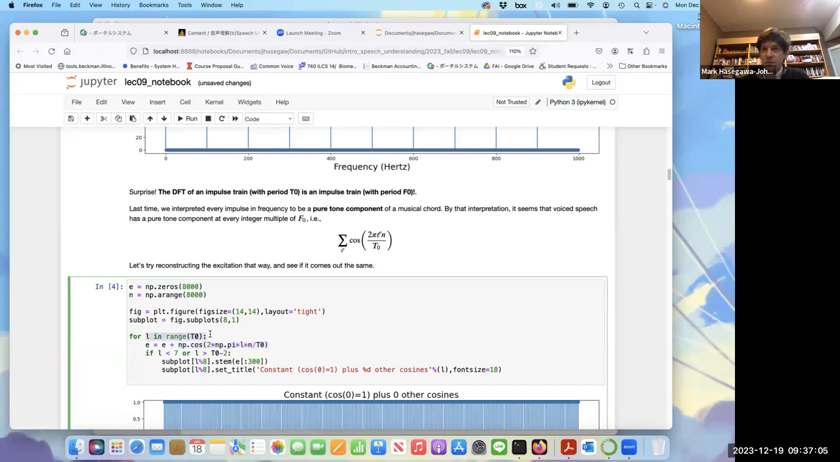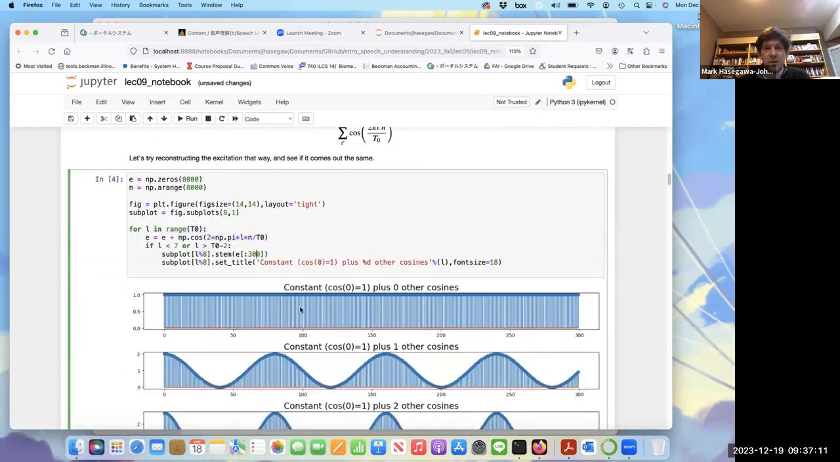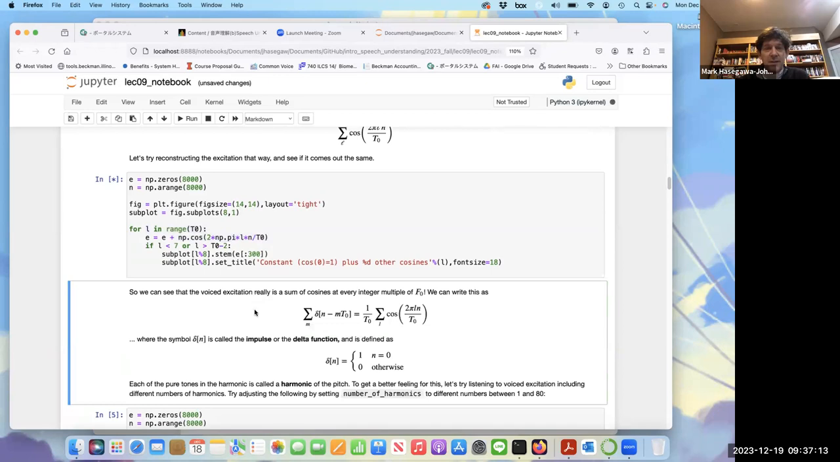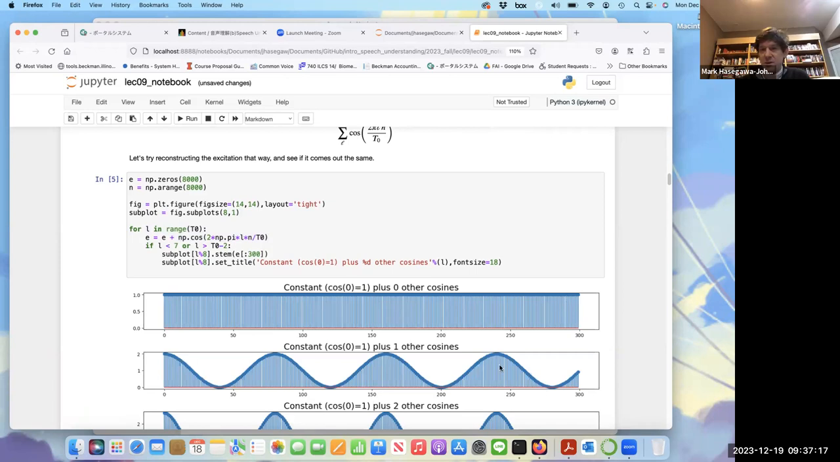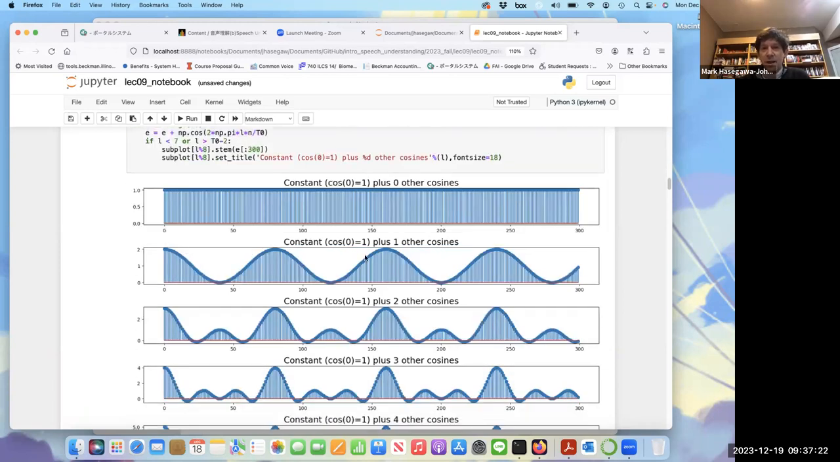It will start out with 0, and then 1, and then 2, and then 3, and so on. So the first plot is the zeroth harmonic, which is just a constant. The second plot is harmonic 0 plus harmonic 1 added together. The third plot is harmonic 0 plus 1 plus 2. So you can see that we have one pitch period, and here's the second pitch period.